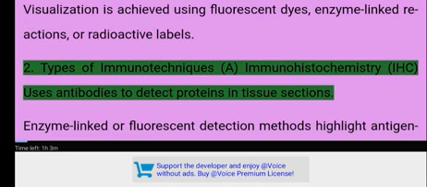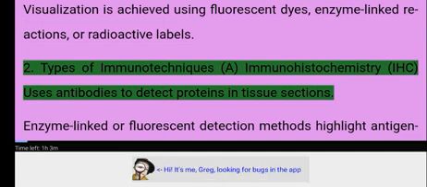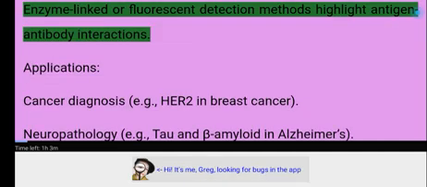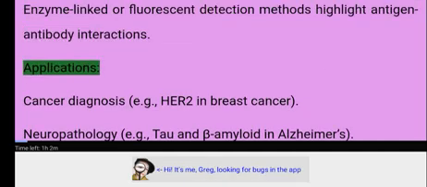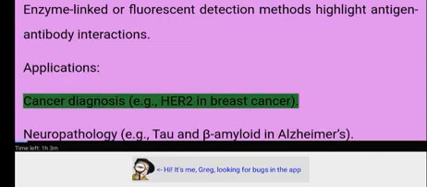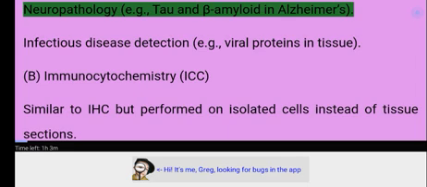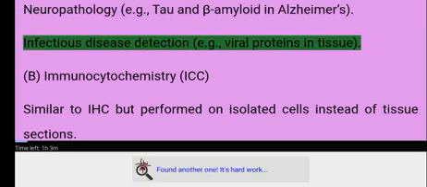2. Types of immunotechniques. A. Immunohistochemistry (IHC) uses antibodies to detect proteins in tissue sections. Enzyme-linked or fluorescent detection methods highlight antigen-antibody interactions. Applications: cancer diagnosis, e.g., HER2 in breast cancer. Neuropathology, e.g., tau and beta amyloid in Alzheimer's. Infectious disease detection, e.g., viral proteins in tissue.